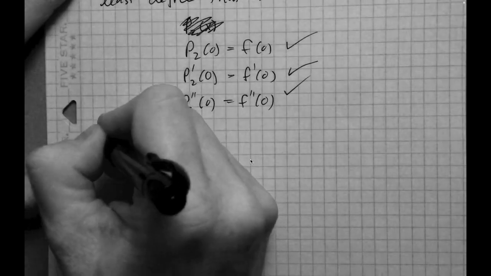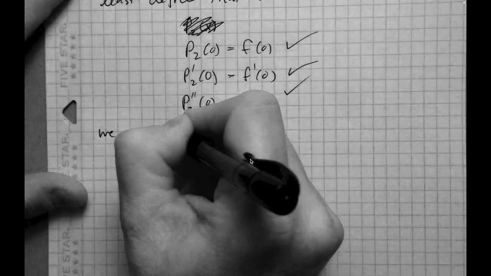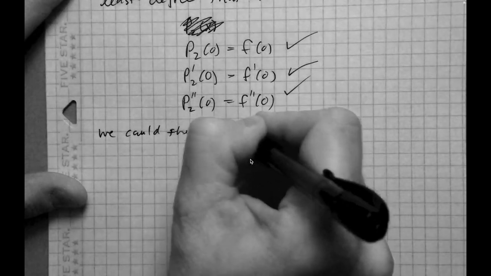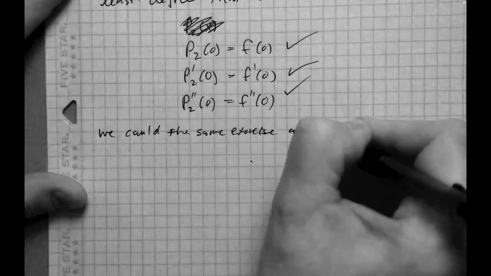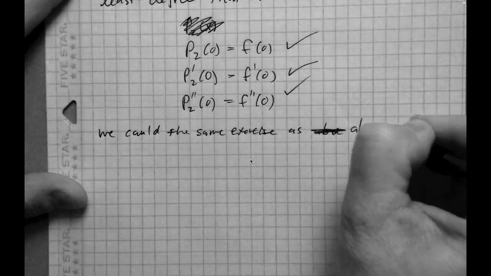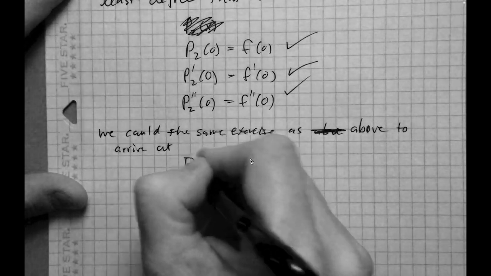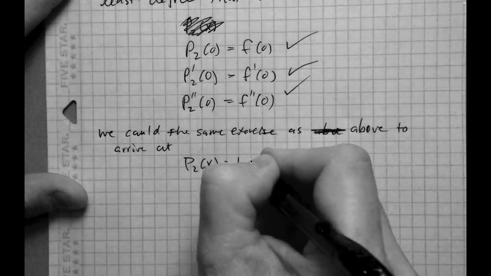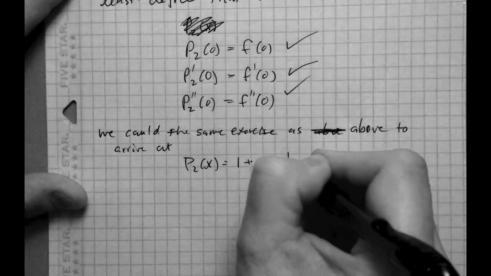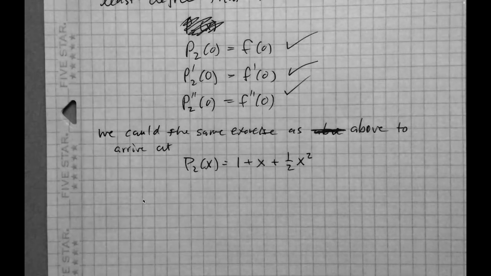And so we could do that, and so we could perform the same exercise as above to arrive at a P2 of 1 plus x plus 1/2 x squared. Okay, again, you could arrive at this using the exact same methods as what we just used.